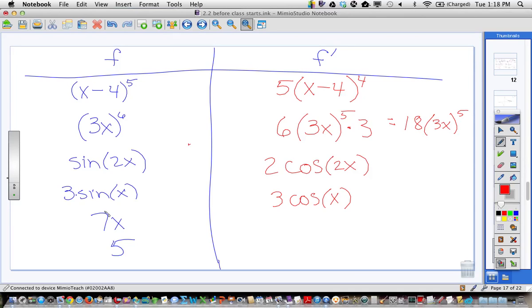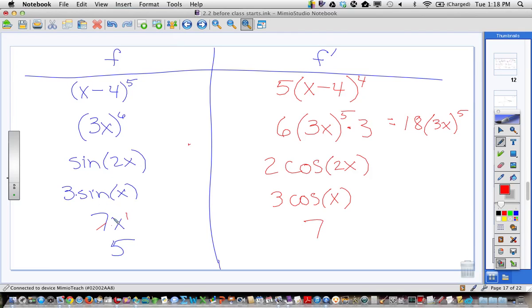Okay? What about 7x? Well, first of all, that's just a line. And derivative means slope. So what's the slope of a line 7x? 7. So it's got to be 7. What about our new rule? Does it fit our new rule? Well, our new rule, we just said if you have a 7 on the outside, it just hangs out there like the 3 did. And then we'd have a 1 right here, right? So you'd bring the 1 down in front. 1 times 7 is 7.